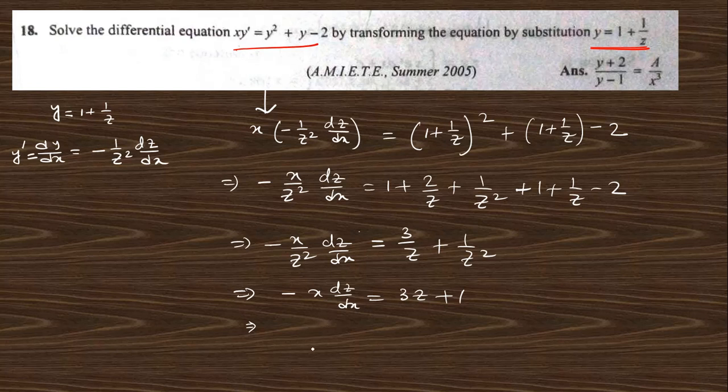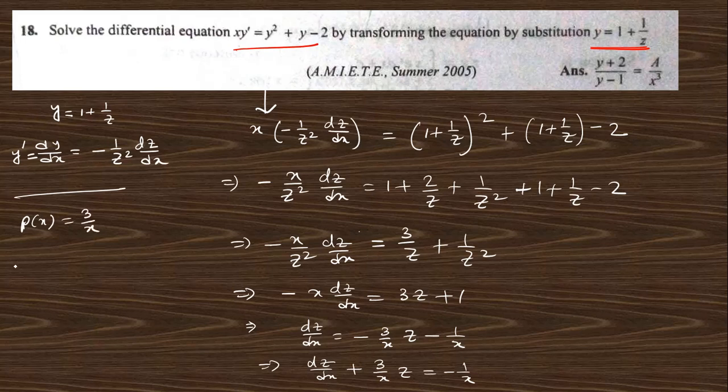Taking this to the other side, dz/dx equals minus 3 by x z minus 1 by x. So on the left-hand side, dz/dx plus 3 by x z equals minus 1 by x. So this is p of x, which is nothing but 3 by x. So the integrating factor is exponential of the integral of p of x dx, that is 3 by x dx, so it is ln x. So this is nothing but x cube.